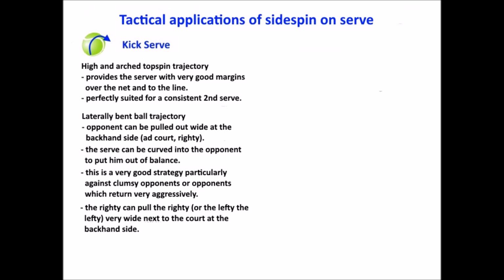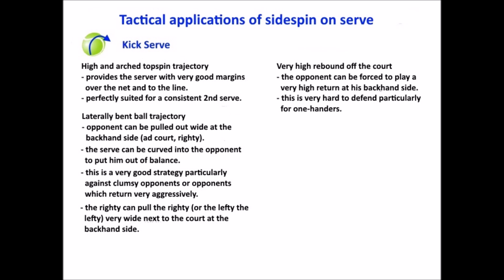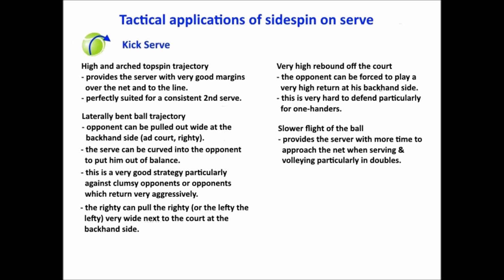The righty can pull the righty or the lefty very wide next to the court at the backhand side. Due to the very high rebound off the court, the opponent can be forced to play a very high return at his backhand side. This is very hard to defend, particularly for one-handers. The slower flight of the ball provides the server with more time to approach the net when serving and volleying, particularly in doubles.